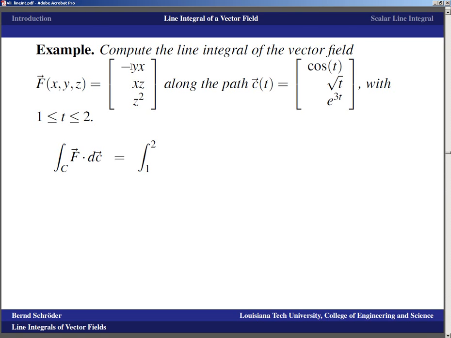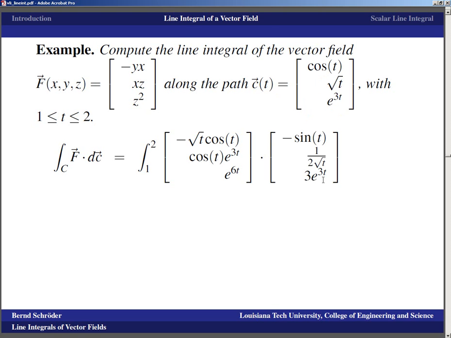So, for example, the x component will be negative square root of t cosine t. The y component will be cosine t e to the 3t, and the z component will be e to the 3t squared, which ends up being here negative root t cosine t, e to the 3t, and e to the 6t, which is e to the 3t quantity squared, dot the derivative of our parameterization, so dot negative sine of t, 1 over 2 root t, 3 times e to the 3t, just like we see here, and that is supposed to be integrated against dt.